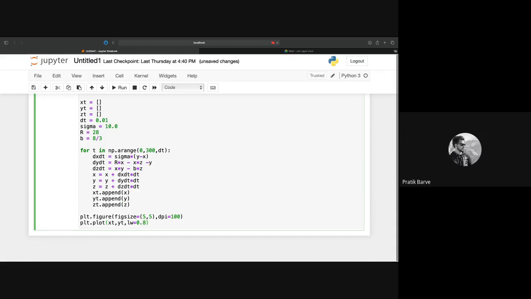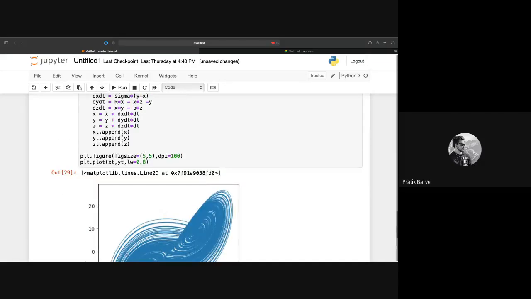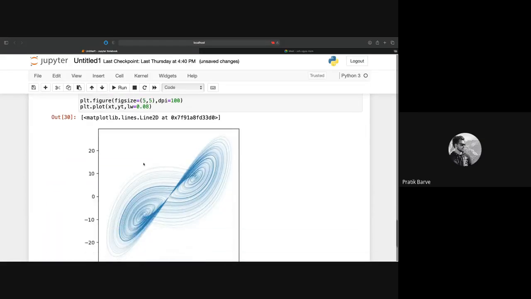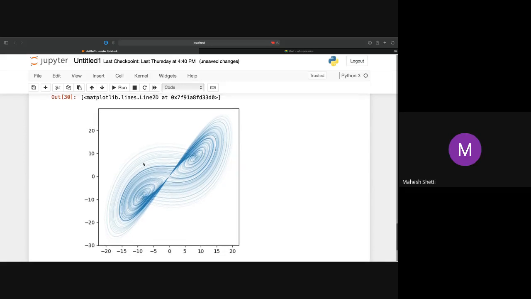Let's say 0.8 line width, and let's see how this looks first. Okay, I'll decrease the line width. Yeah, so this is how it looks. We are not able to see it fully clear? No, it has not yet come fully.